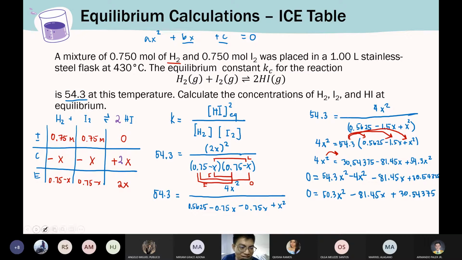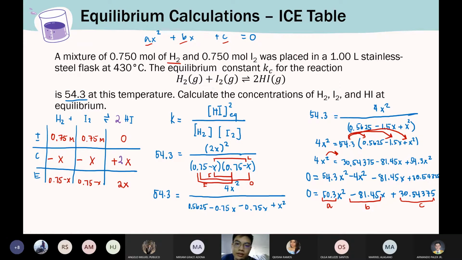Okay. What's the reason why I want you to arrange them from highest to lowest exponent? Okay? So each of them, mayroon silang corresponding letter. So itong 50.3, it will be our A. Itong negative 81.45, kasama yung negative, that will be our B. And then our number lang, that will be our letter C. Okay? So, yun yung A sa AX square, yun yung B sa BX, yun yung C.